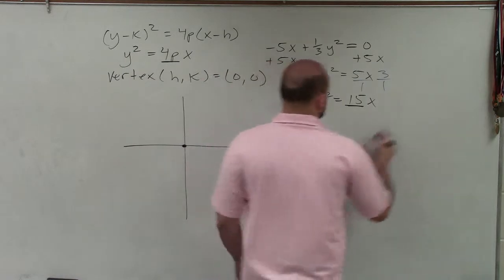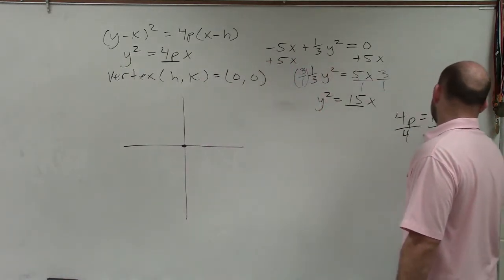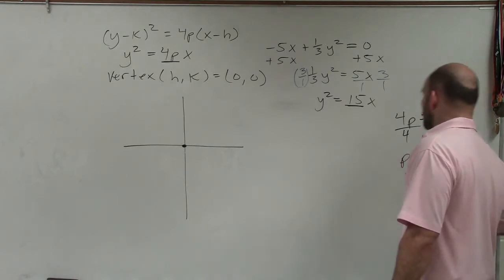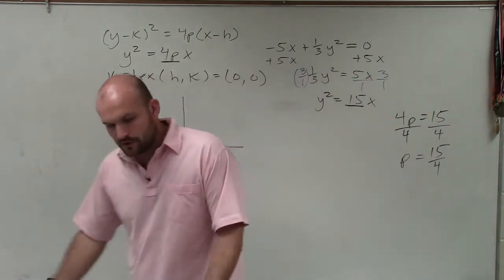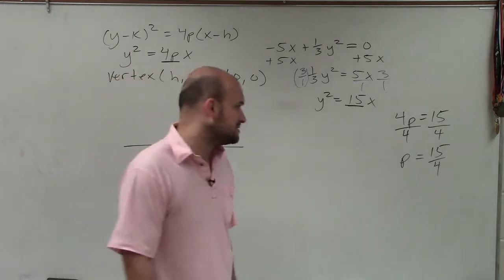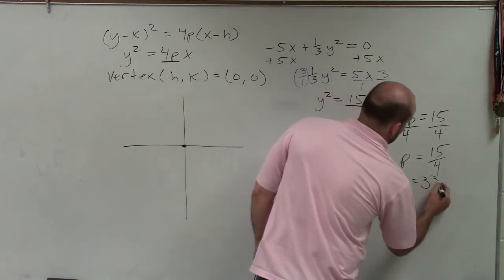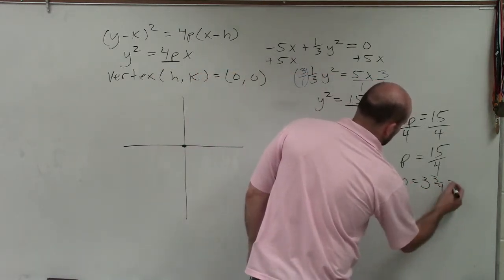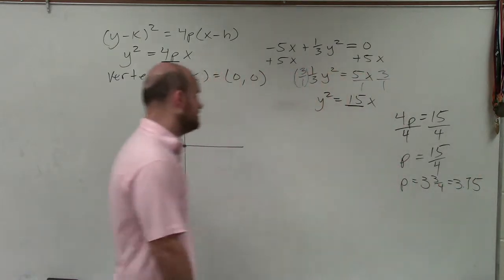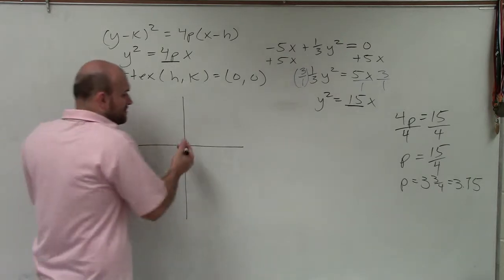Therefore, to solve for p, I can simply say 4p equals 15. Divide by 4, divide by 4. p equals 15 over 4. And for those of you that are decimal freaks, you can say that goes in there 3 times and 3/4. p equals 3 and 3/4, so that equals 3.75. Either way, I know that p is positive, so I'm going to be going to my right.